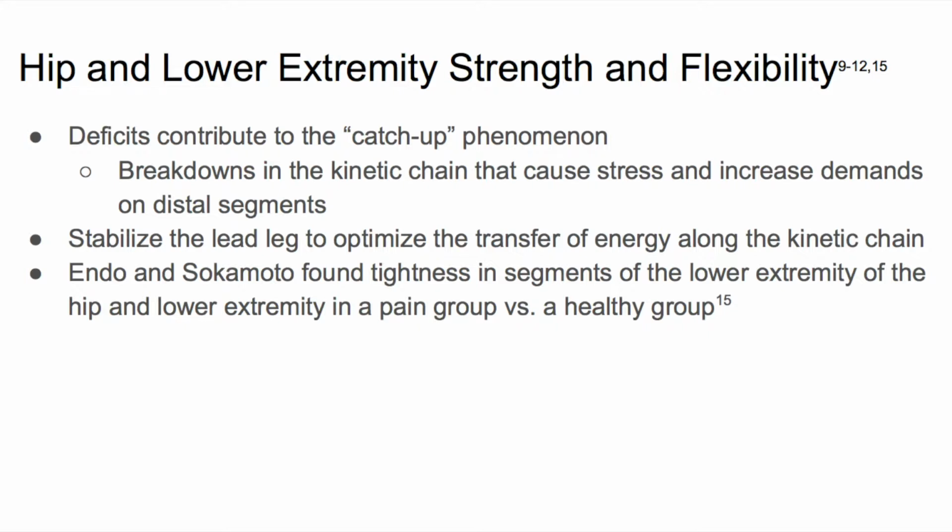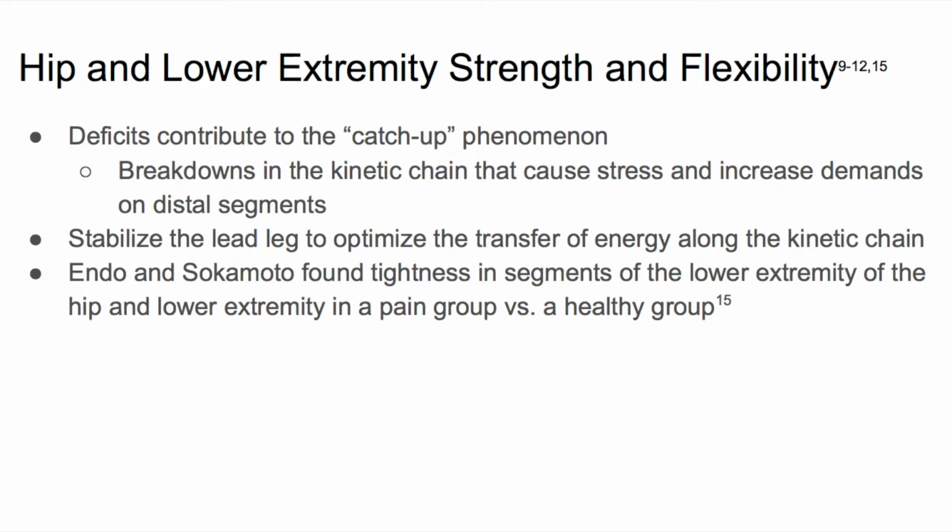The more balanced and strong we are in the hip and lower extremity, the less stress is put on the distal segments of the kinetic chain. Endo and Sotomato, in a longitudinal study of throwing athletes, found that athletes in a pain group, which experienced shoulder or elbow distal kinetic chain pain, had significant increases in tightness of the quadriceps and the hamstrings in the stance leg over the period of a season.